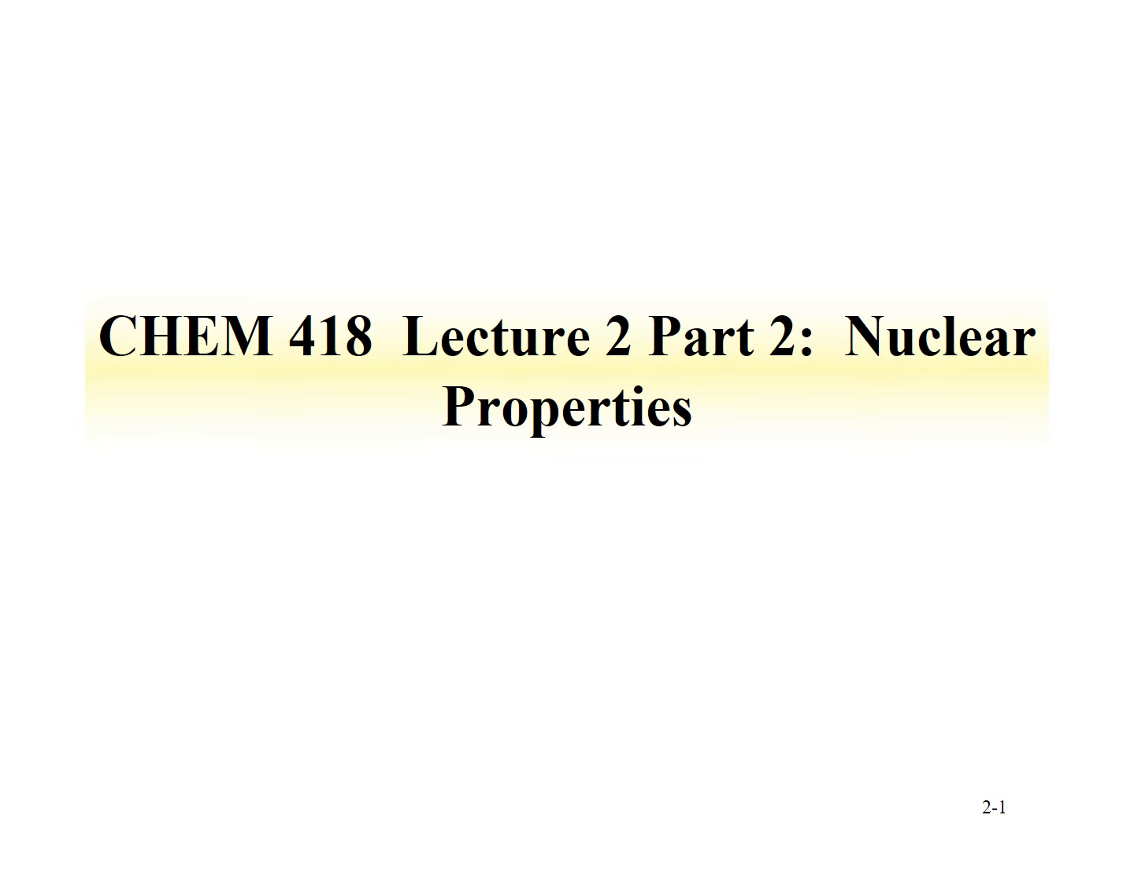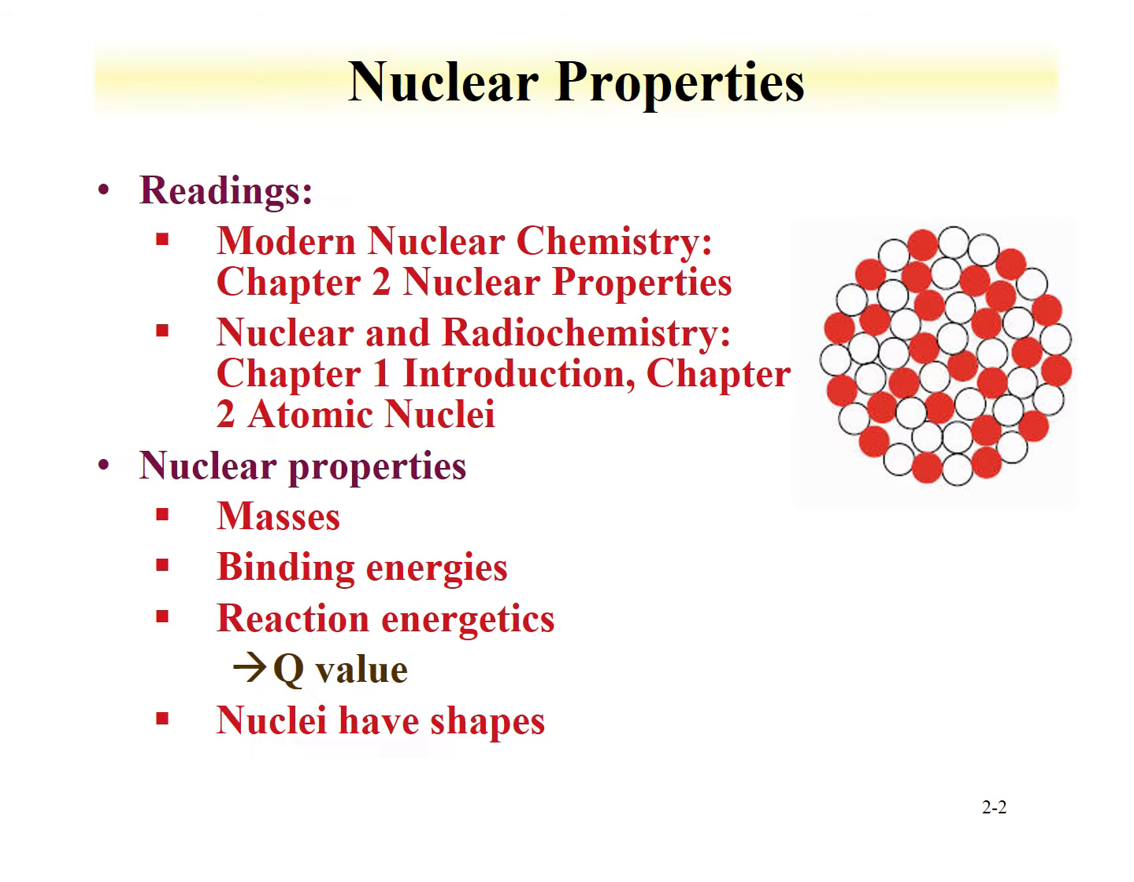Welcome to the second part of Lecture 2 for Chem 418 on nuclear properties. Again, the readings for the lecture are the same as Part 1. In this part of Lecture 2, we're going to explore how nuclear masses are used to do some modeling and understand some properties of the nucleus, and then we'll eventually go on to an initial description of nuclear shapes, all from mass information.